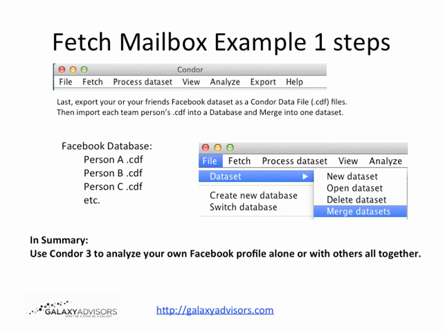And with that, a last step that you could consider is to export your or your friend's Facebook dataset as a Condor data file, a CDF. Then import each person's CDF file into a database and merge into one dataset. So for example, with 3 friends in a Facebook database, you could have person A, B, and C, etc. And then use the File menu, Merge Datasets, to merge into one composite view of those Facebook profiles.